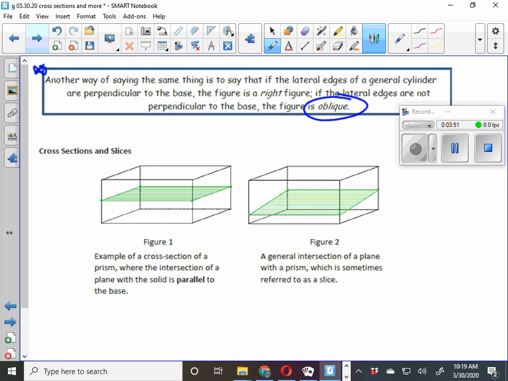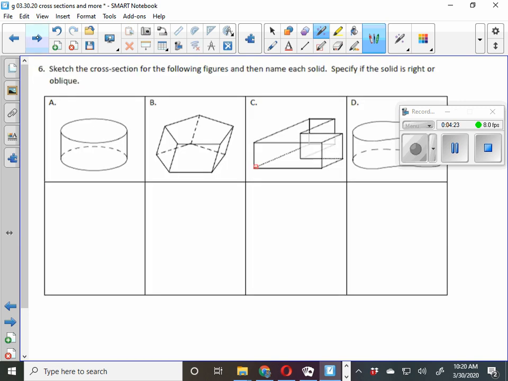Cross sections and slices, there's a difference. A cross section basically just says that the slice through the middle is going to be parallel to the base, whereas a slice is definitely not parallel to the base, and in some cases creates a different shape. Okay, and that's a difference that we need to pay attention to.